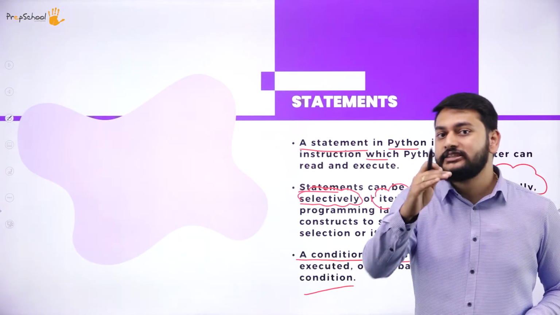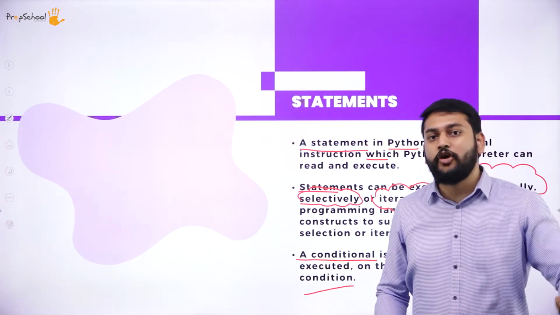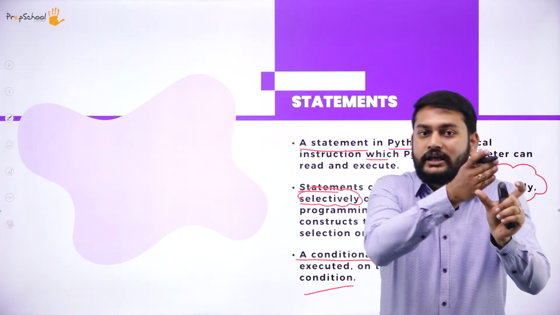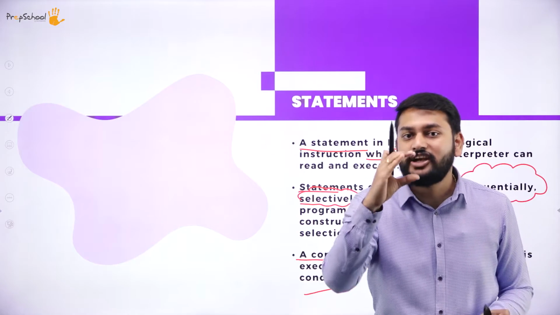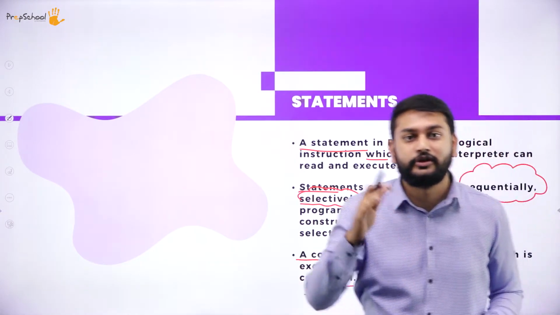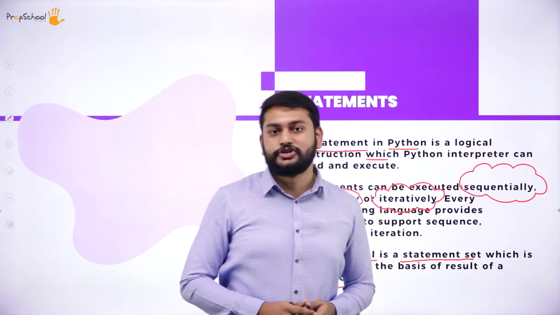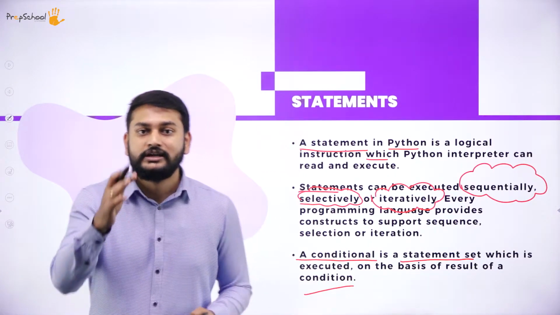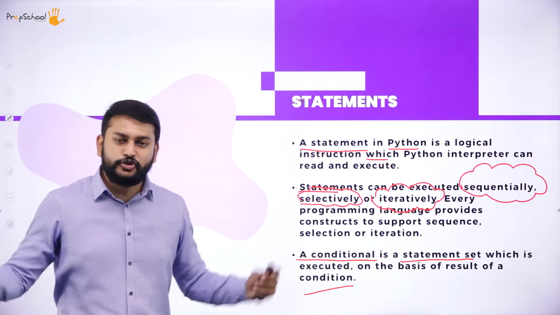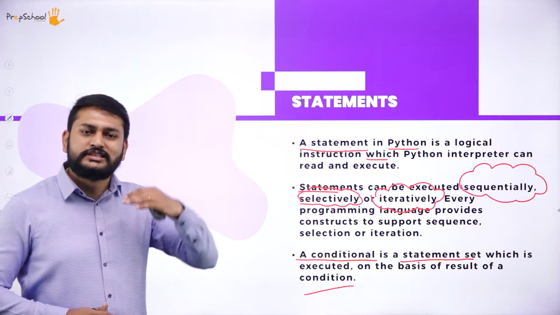So it will be executed on the basis of the condition, whether it is satisfied or not. If the condition is satisfied, that set of instructions will be executed. Otherwise, it will not execute that particular set of instructions. So that we call it conditional statements. So you got a brief idea about the statements now.